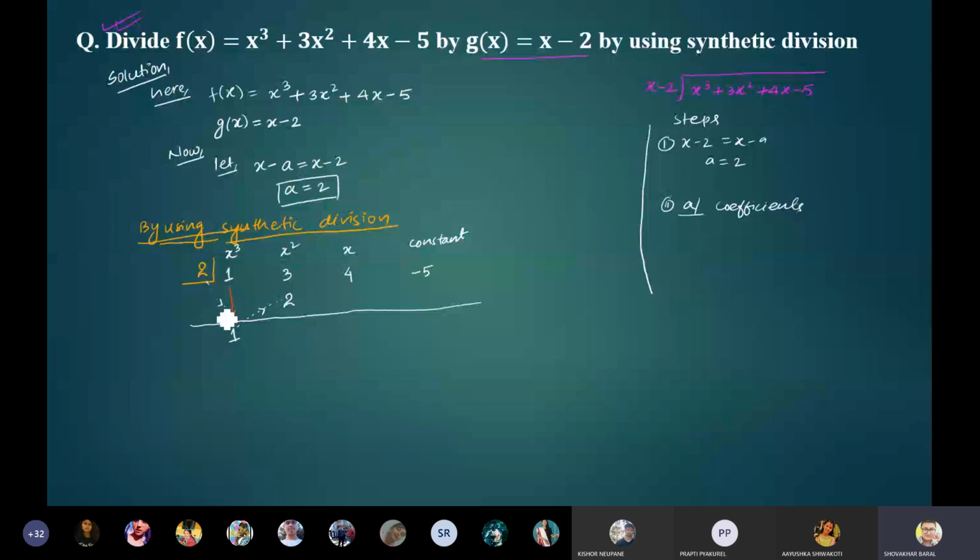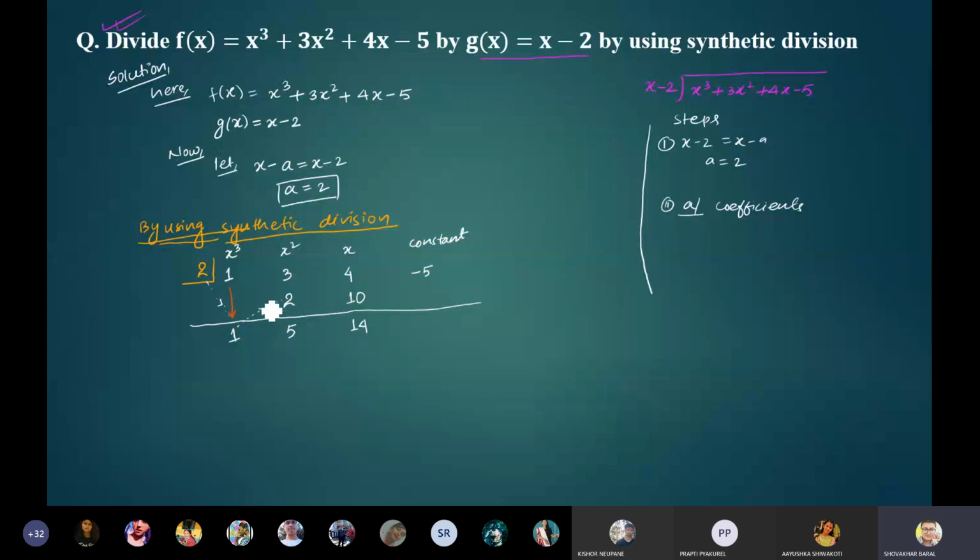Okay, 2 times 1 is equals to 2. Now add this 3 and 2. 3 plus 2 is equals to 5. In long division, we used to subtract, but in synthetic division, we need to add these 3 and 2. Again, repeat the process. 2 times 5 will be equals to 10. So 10 plus 4 is equals to 14.